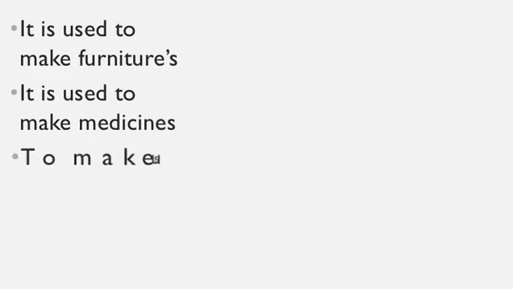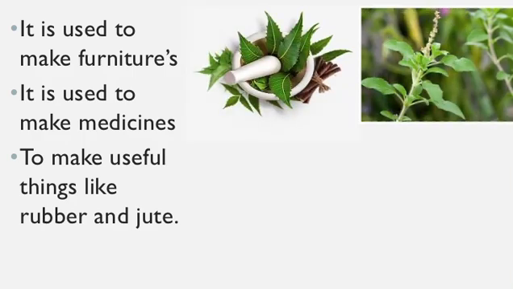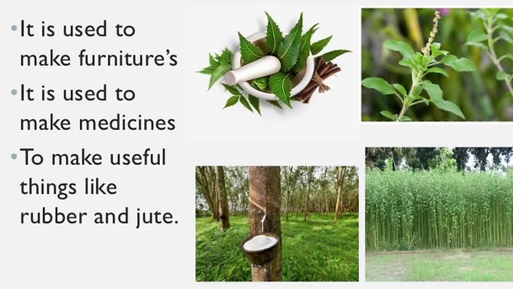It is used to make medicines, for example, tulsi and neem. It is used to make useful things like rubber and jute.